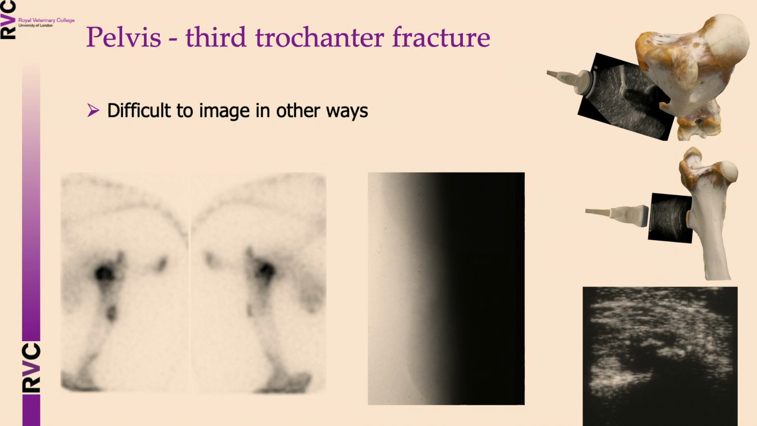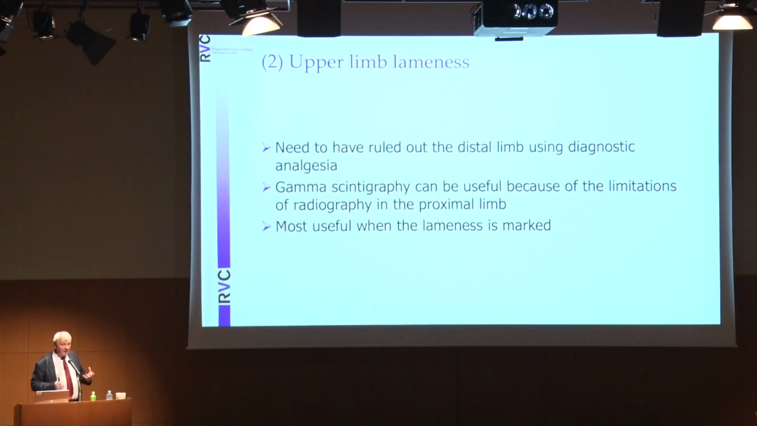Third trochanter fractures are very hard to diagnose radiographically. But even though they are deep to the muscle, we can identify them scintigraphically and then confirm them with ultrasound.